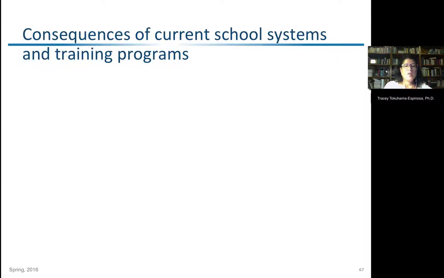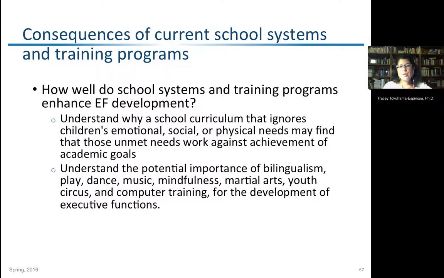So I think it's important to close by reflecting on this as a group, because this is the responsibility that we all carry, right? Do we have schools and training programs that understand the importance of executive functions for long-term benefit, not only academic benefits, but the benefits that might exist for society? Do they understand why school curriculum that ignores children's emotional, social, or physical needs may find that those unmet needs work against them when they only prize academic goals? You can't reach academic goals if you don't have strong executive functions. And do we ourselves understand the potential importance of bilingualism, play, dance, music, mindfulness, martial arts, youth circus, computer training, all of these other ideas of interventions that could potentially develop executive functions?